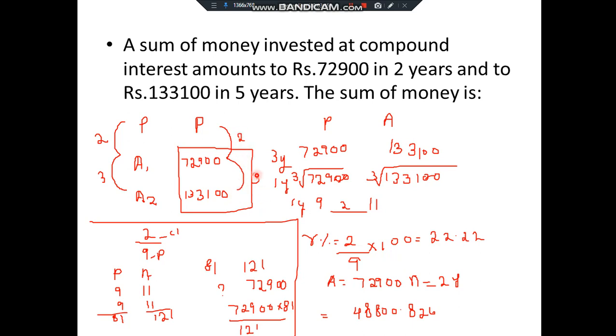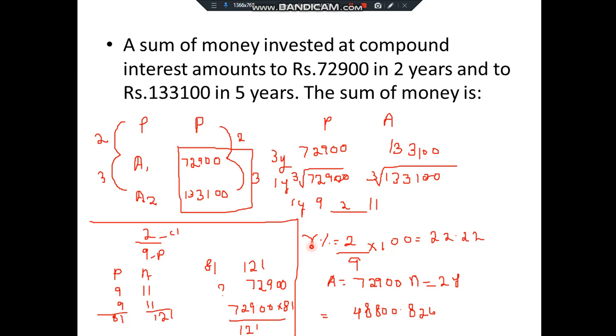Now what we'll have to do, take the known values A1 and A2 and consider them to be P and A. So 72900 and 133100, it is for 3 years. To find for 1 year, you will take the cube root. Taking the cube root, first simplify the values to perfect cubes. So 729 and 1331, which is nothing but 9 cube and 11 cube. So the value for 1 year would be 9 and 11. For 9 rupees, they charged an interest of 2 rupees. So for 100, we'll have to find: 2 by 9 into 100, which gives you 22.22. So R percentage you have got.